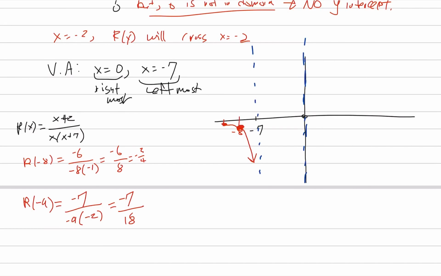Now let's look at the right side of negative 7. In order to do that, we have to plug in maybe negative 6. So R of negative 6 gives me negative 4 over negative 6 times 1, which is negative 4 over negative 6, which is positive 4 over 6, which is 2 over 3. So if this is 1, 2 over 3 is, let's say, just somewhere here.